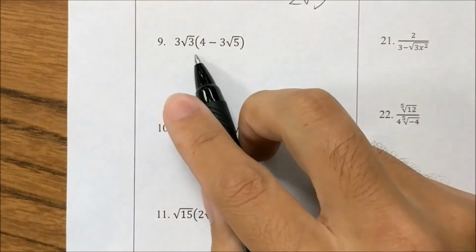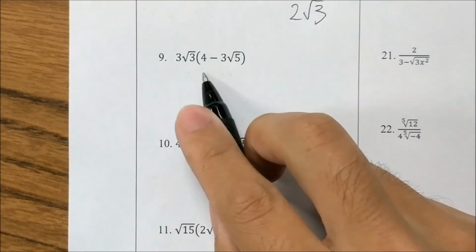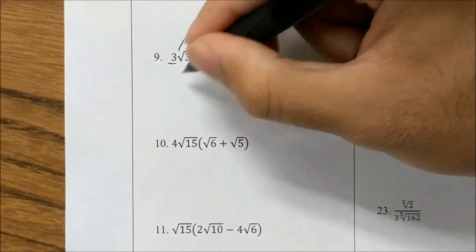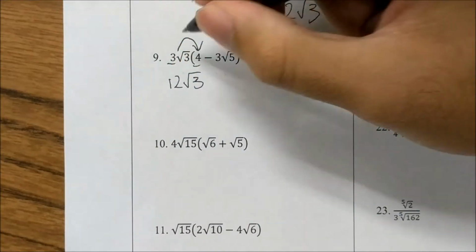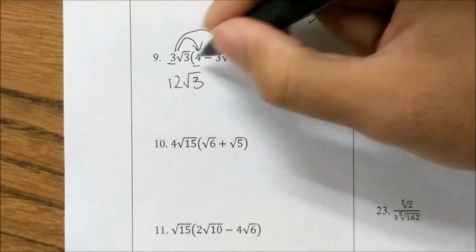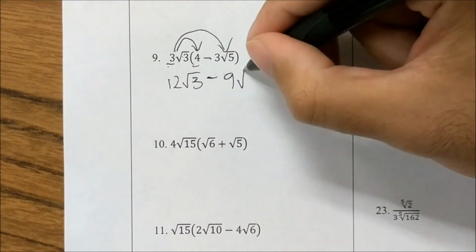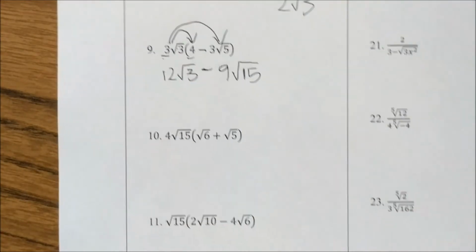Okay, so for 9, we need to distribute because this is 2 separate terms inside. So we multiply the outsides, 3 times 4 is 12, keep the radical. And then over here, multiply the outsides again, 3 times -3 is -9, radical 3 times radical 5 is radical 15.